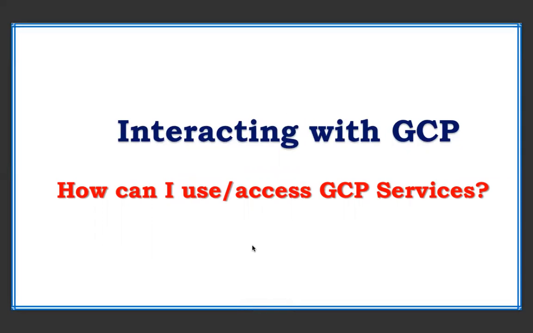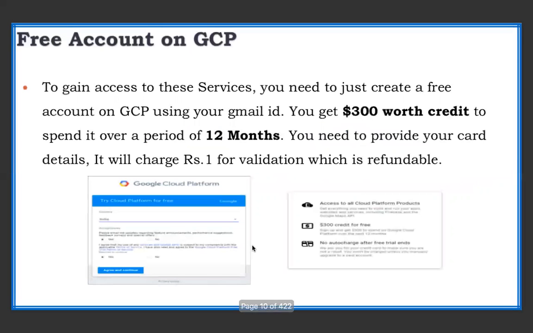Now, how do you interact with the Google Cloud platform, and how can you access different GCP services? For this, you can create an account on the Google Cloud platform using your Gmail ID. Once you create an account, it will give you a $300 credit, which is valid for up to 1 year. The best part of this free tier account on GCP is that you can use all the services on GCP. It does not restrict you. So basically, your $300 credit can be used for up to 12 months and for any service on GCP.